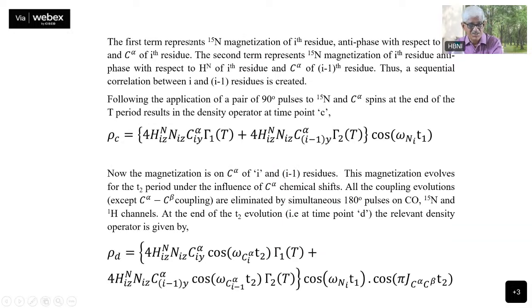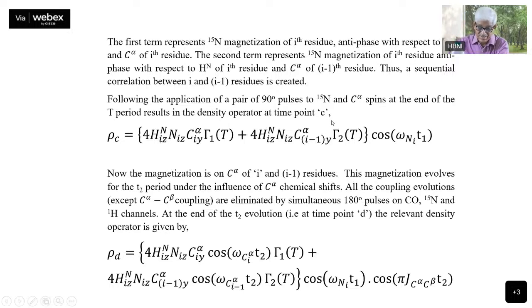Okay. The first term represents the nitrogen-15 magnetization of the ith residue, antiphase with respect to the amide proton and C alpha of the ith residue. The second term represents N15 magnetization of the ith residue, antiphase with respect to the amide proton of the ith residue and C alpha of the I minus 1 residue. Thus, a sequential correlation between I and I minus 1 residues is created. Following the application of a pair of 90-degree pulses to nitrogen and C alpha at the end of the T period results in the density operator at time point C.